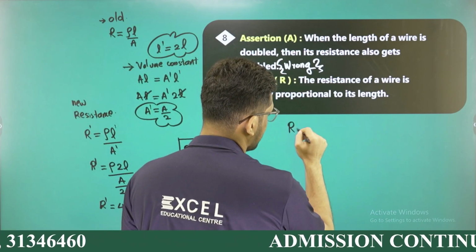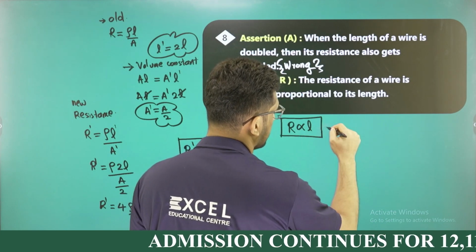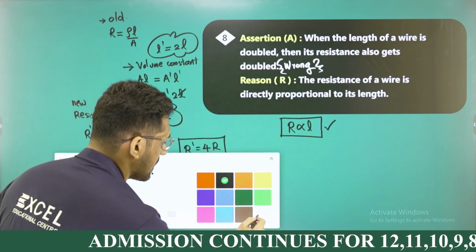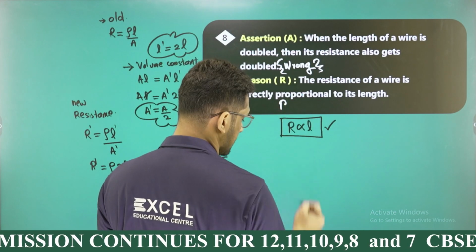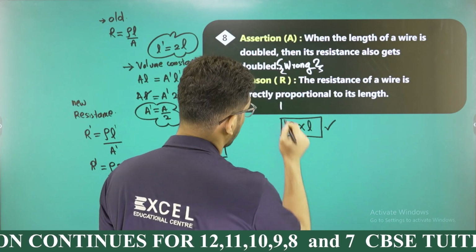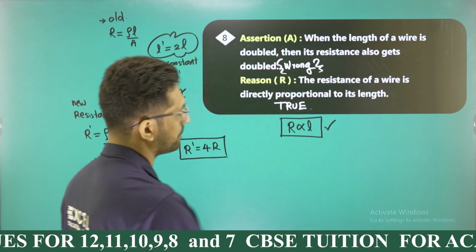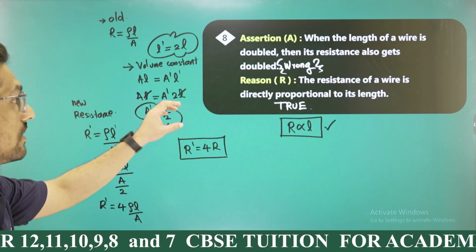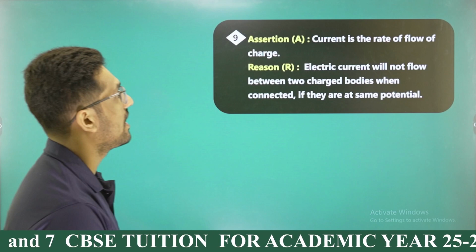Okay, so resistance is directly proportional to the length of the conductor. That is okay. That means the sentence is true. Okay, this sentence is true. That is our 8th question. Now let's move to the last question.